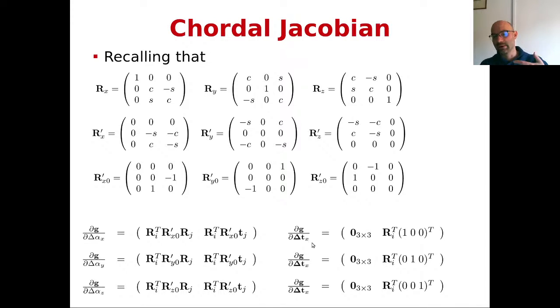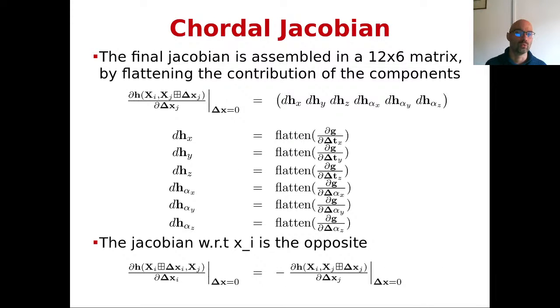Or if I derive with respect to delta tx, I have the vector 1, 0, 0, which is the first column of the identity, 0, 1, 0, which is the second column, and 0, 0, 1, which is the third column. And this basically expands the 6 Jacobians of our formulation, of our G. What do you do with these 6 Jacobians?